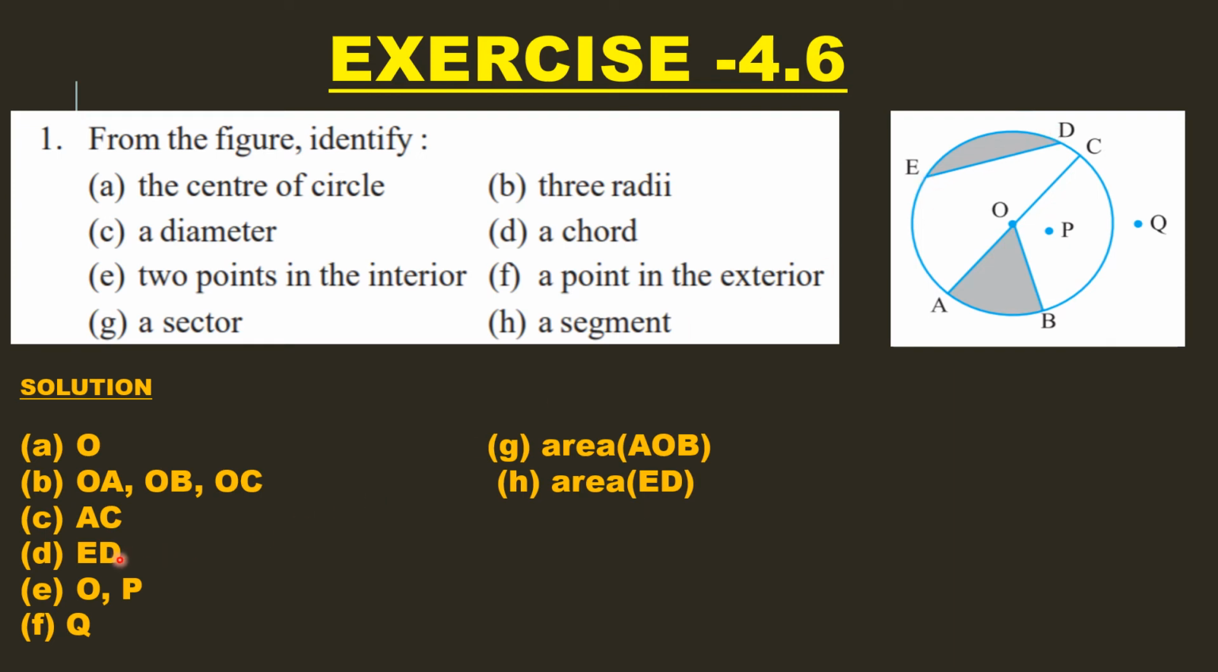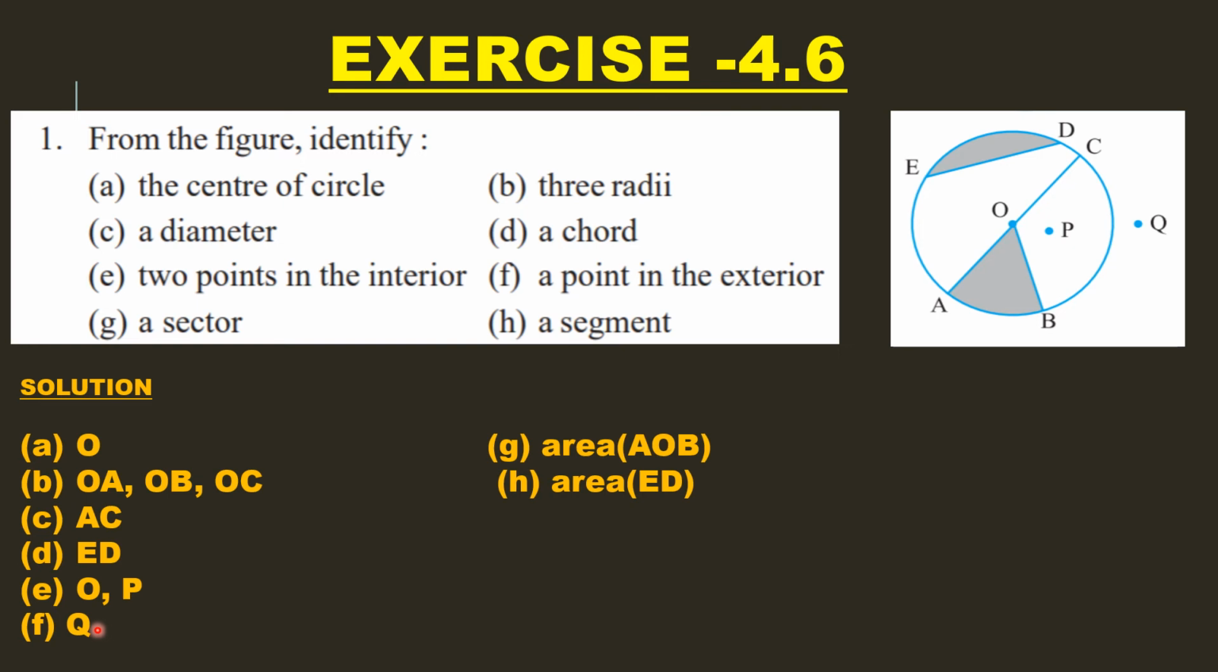In the next part, 2 points in the interior. In this figure we can observe point O at the center of the figure and another point P. So write here O and P. These 2 points are lying inside the figure. So in part E, O and P. In the next part F, a point in the exterior. Outside the figure, point Q is lying. So write point Q in part F.